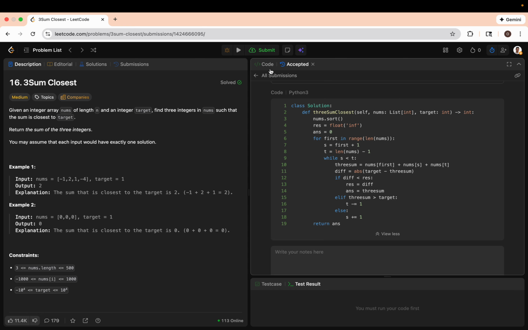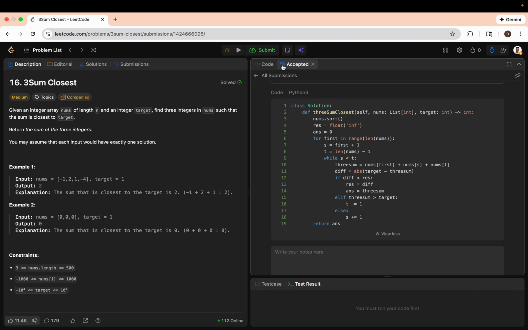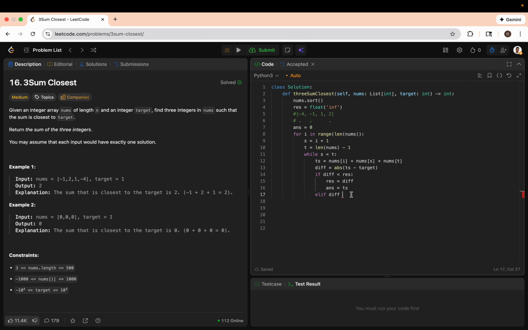Okay, so otherwise, if threesome is bigger than target, not sure why we're using that there. Okay, so just moving the pointers in accordance to bigger or smaller because we're trying to get as close to target as possible. I guess that's what the thought process behind that is.